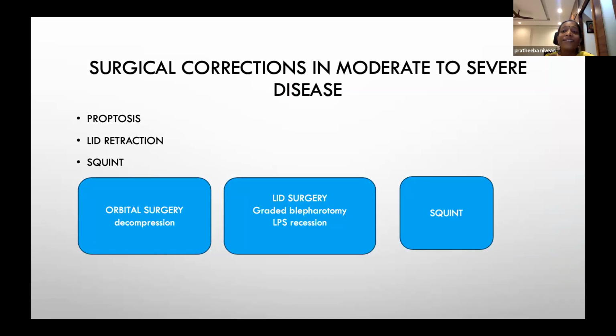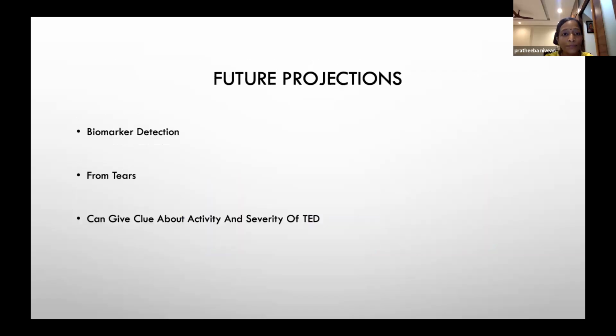So coming on to a little shorter thing about the surgical corrections. Surgical corrections can be done for moderate to severe disease once the disease activity has come down. Surgical corrections can be done for the proptosis, the lid retraction, and the squint. As PGs, you should know the order of surgery should be this: the orbit, the lid, and the squint. Never go in the reverse order. The proptosis has to be corrected with decompression. The lid can be corrected with an LPS recession or a graded blepharotomy, and then the squint can be corrected based on the squint the patient has.